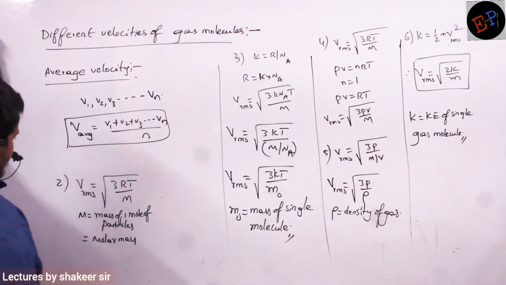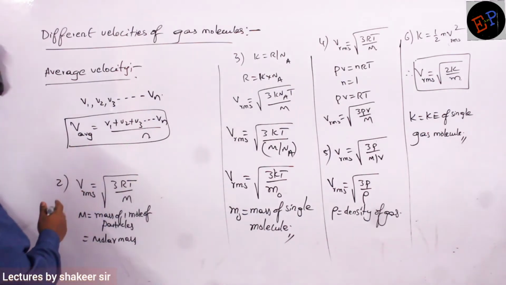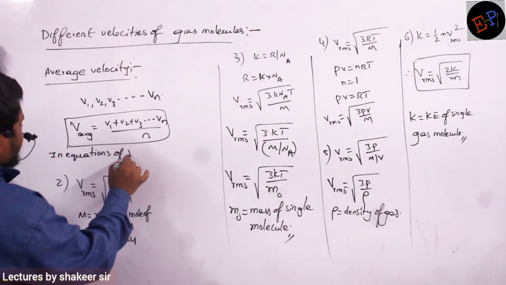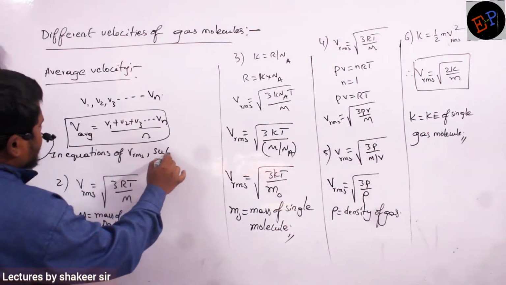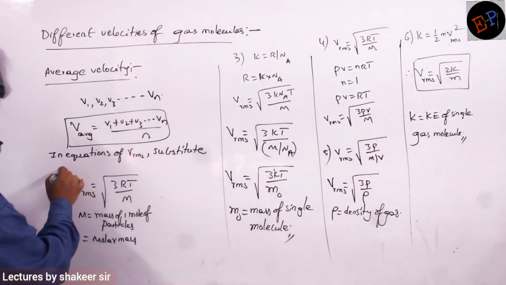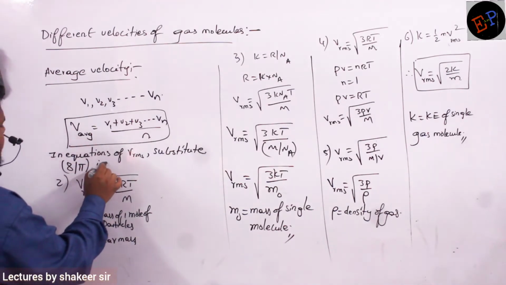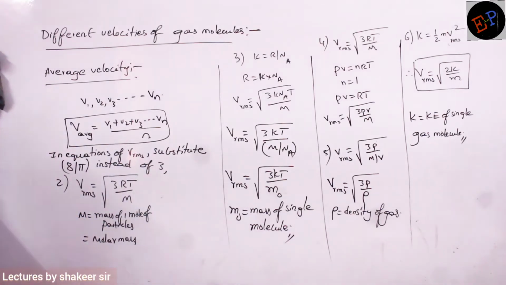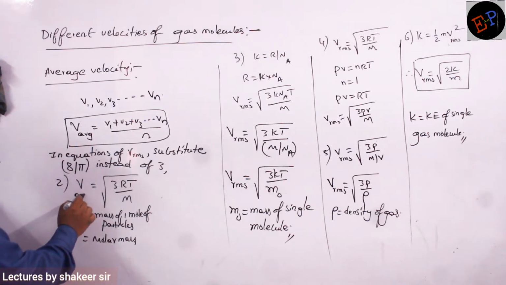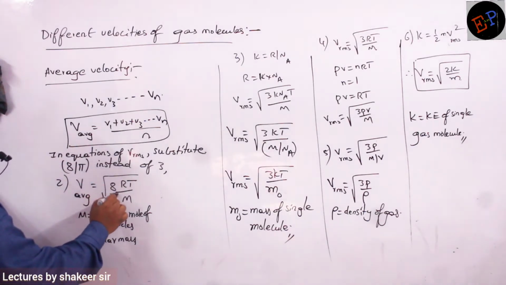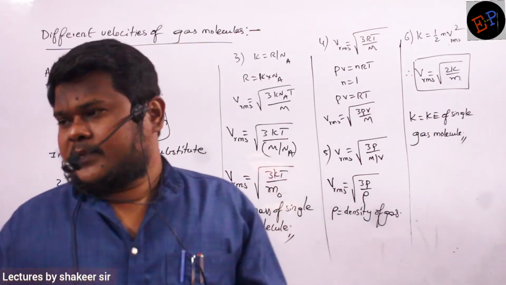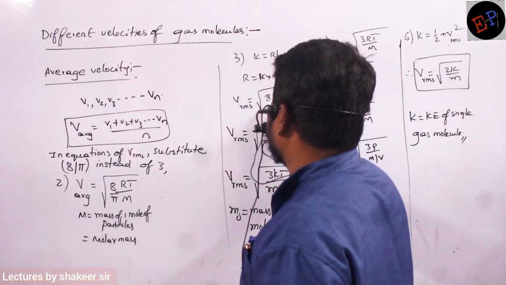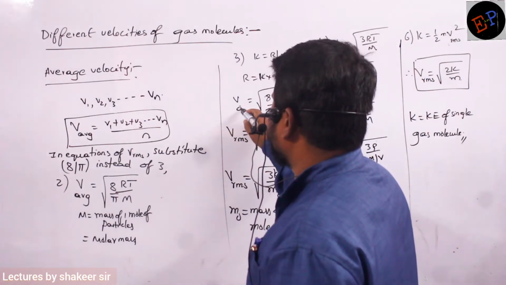Understood? And one more method is the general equation. In the equations of Vrms, substitute 8 by pi instead of 3, then those velocities convert into average velocities. So V average is equal to, instead of 3, what do I have to write? 8 by pi. Similarly, you substitute in all the remaining values. So here also, instead of 3, 8 divided by pi. It converts into average velocity.